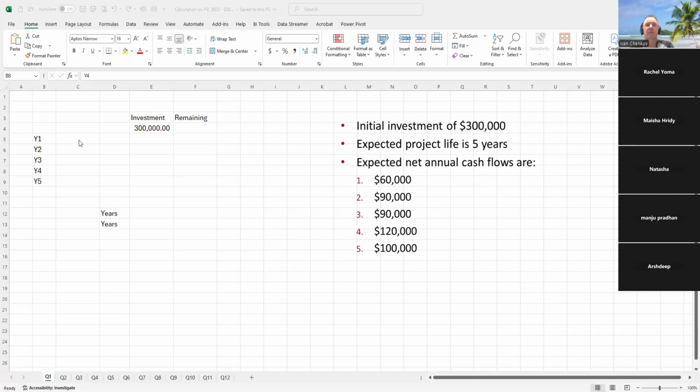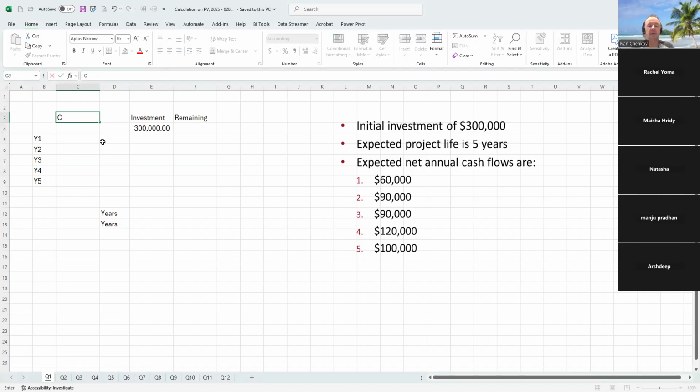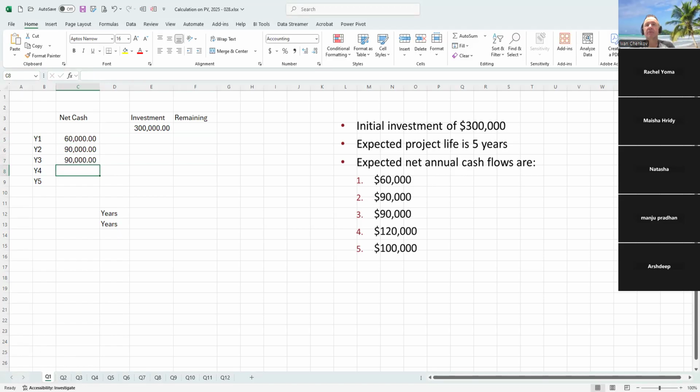Second, I'll share my screen. Waiting for that one to open. So here we go, we have it. What we're going to do is go through the worksheets on the bottom one after another. So the first one, we have the cash in. The net cash that we're collecting: the first year we're going to get 60,000. Second year we're going to get 90,000. Third year we're going to get 90,000. Fourth year we're going to get 120,000. And the last year we're going to get 100,000.